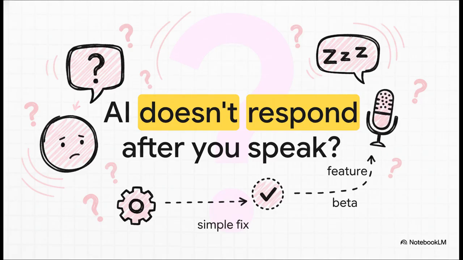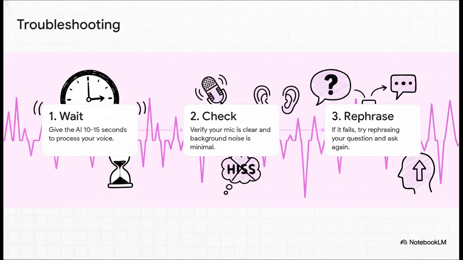Now, you might hit this little snag. You ask a great question, and you just get silence. Don't worry about it. It's a pretty common thing, especially since the feature's in beta, and there's usually a simple fix. So the first thing to do is just wait. Seriously, give the AI about 10 to 15 seconds to think. If you still don't hear anything, do a quick check on your mic and make sure there isn't a lot of background noise. And if that doesn't work, just try asking your question in a slightly different way. One of these three things almost always does the trick.